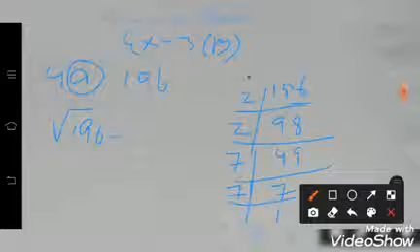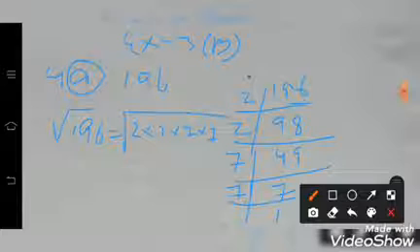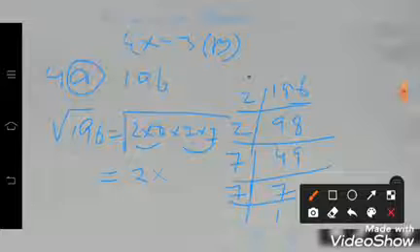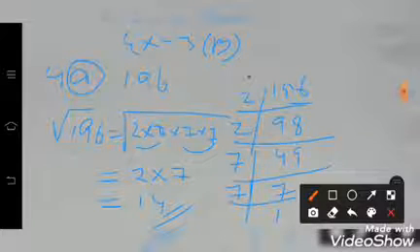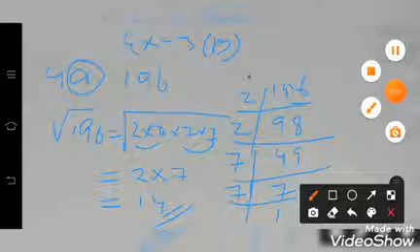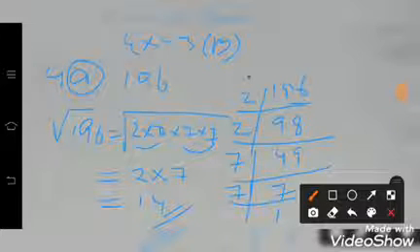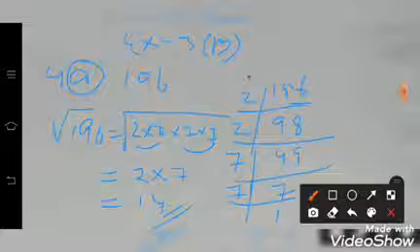196 is equal to 2 into 2 into 7 into 7, under the square root. So here, you take one from each pair: 2 into 7, and 2 × 7 is 14. So 14 is the square root of 196. I hope it's clear. You just apply the same method to the other question also, and then you can try out the other question.